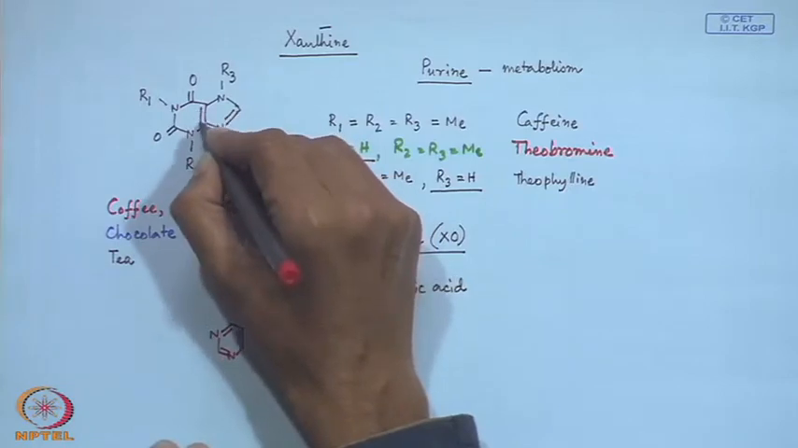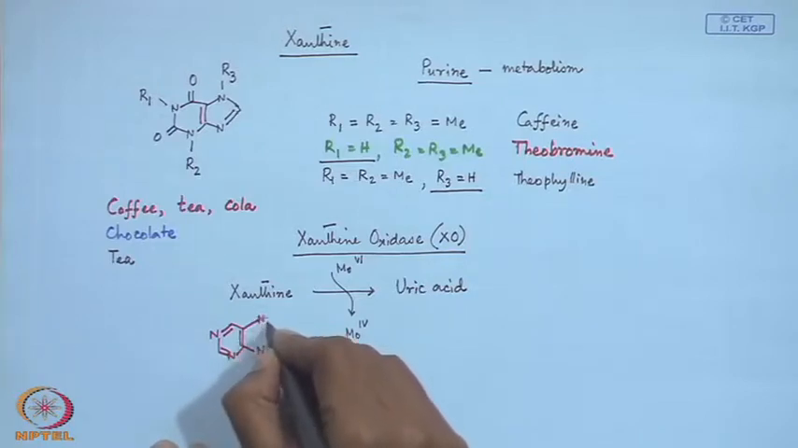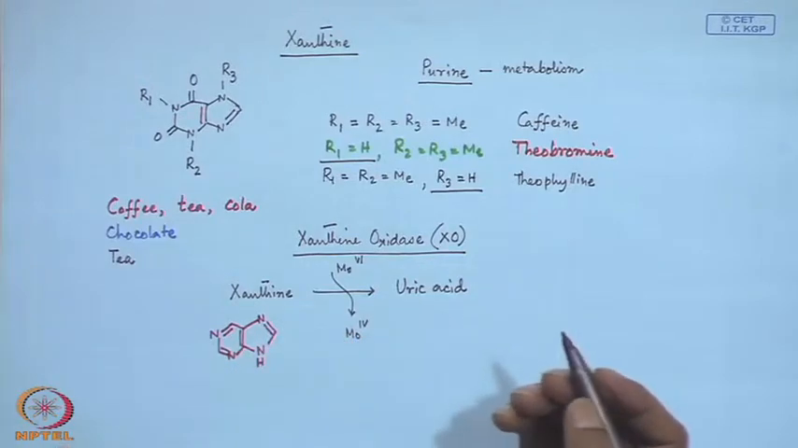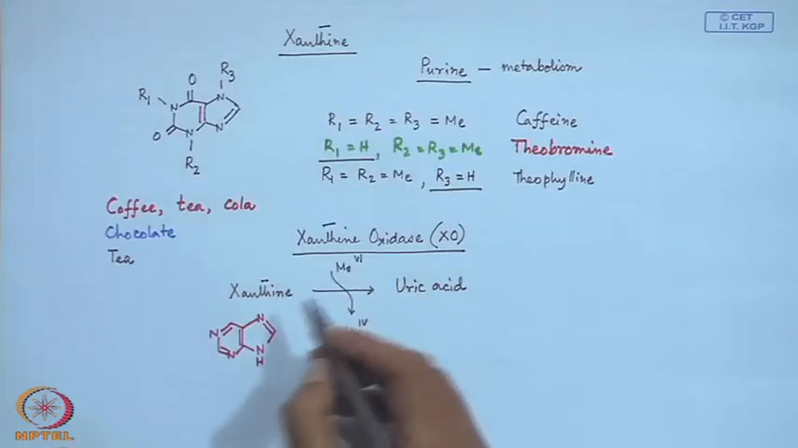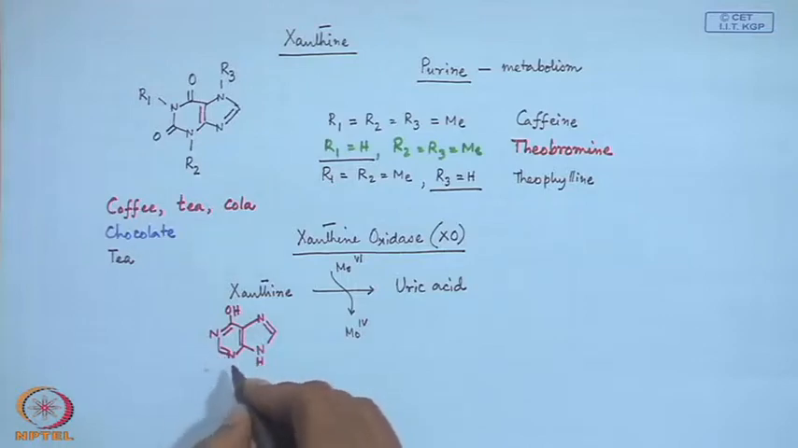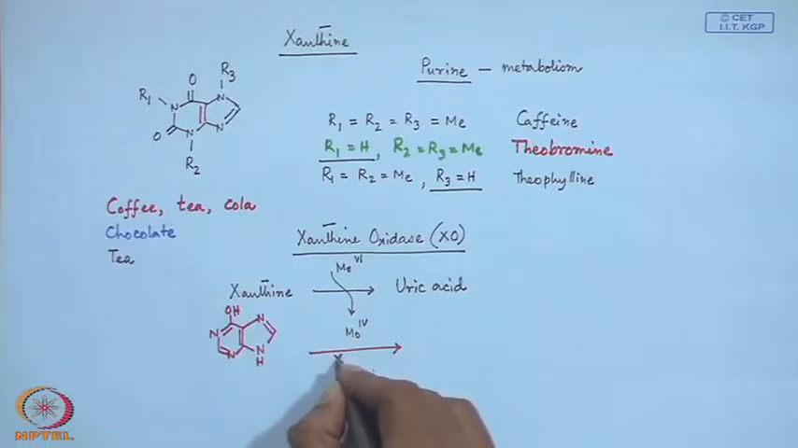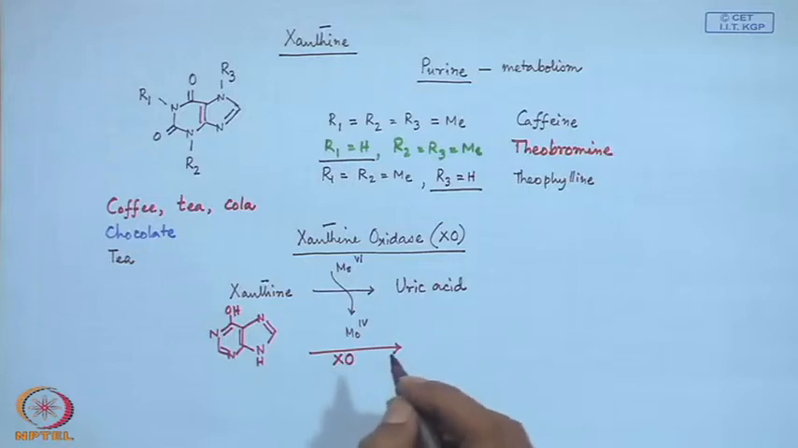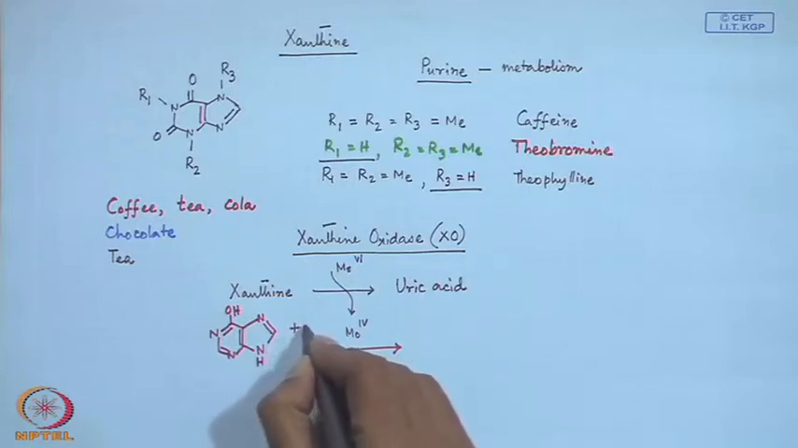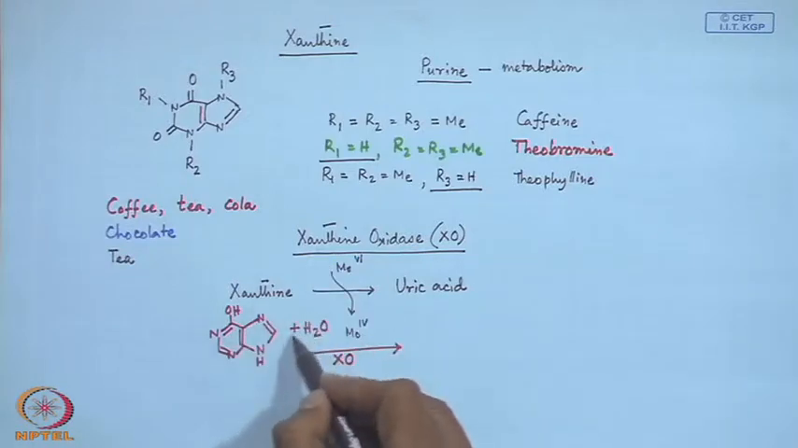There is one double bond here also, this is aromatic. So, you have this is hydrogen, R3 is hydrogen, and this is OH. So, you are using xanthine oxidase, and in all cases we are discussing so far, the oxygen atom coming over there is derived from your water molecule. So, you are reacting it with water.